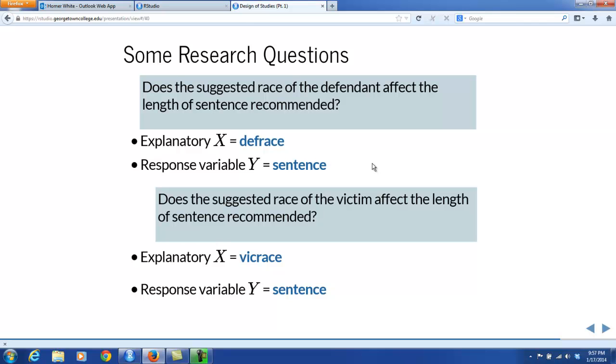And another variable in the study was the suggested race of the victim, black or white, and this was denoted Vic race in the attitudes data frame. So a couple of different research questions have emerged. One is whether the suggested race of the defendant affects the length of sentence recommended. And another is whether the suggested race of the victim affects the length of the sentence recommended. In one study, the explanatory variable is def race. In another study, the explanatory variable is Vic race.